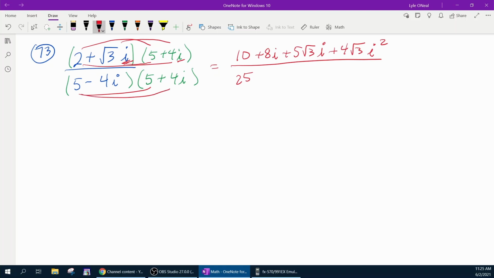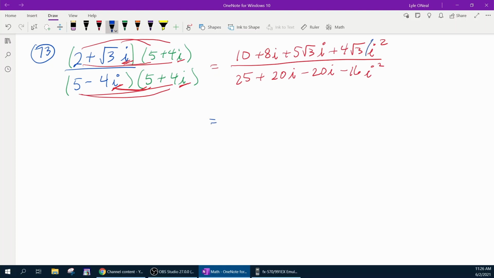On the outside, plus 20i. On the inside, we have a minus 20i. And last but not least, negative 4 times 4, that is negative 16. i times i gives me i squared. Now, we need to simplify this mess.